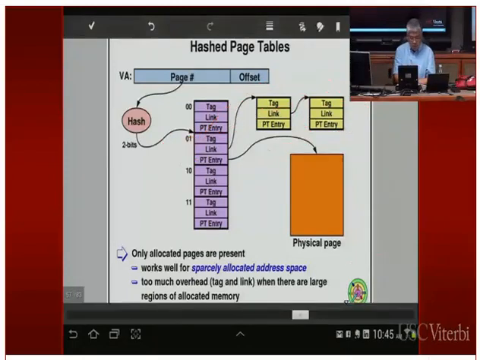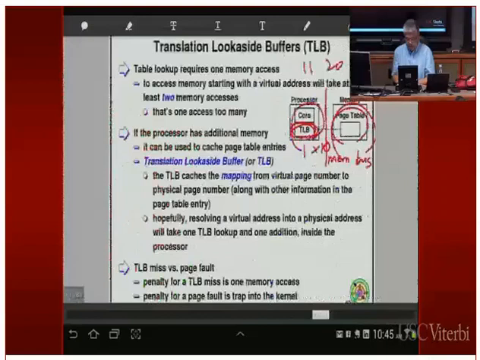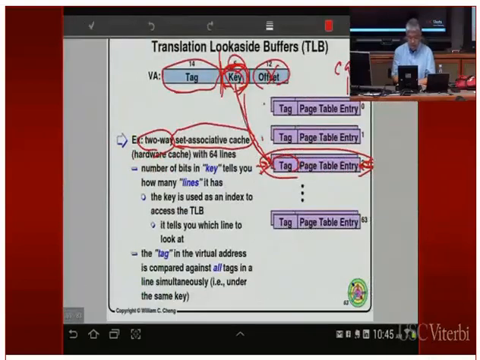Okay, so let's go back here. For a two-way set associative cache, you take this tag and compare it with all the tags in this particular entry in parallel, and one of them will have a match, or maybe none of them will. If none of them has a match, then you have to go to memory to try to fetch this. Basically, at that point, you skip the translation look-aside buffer and go through the normal translation to look for that page.